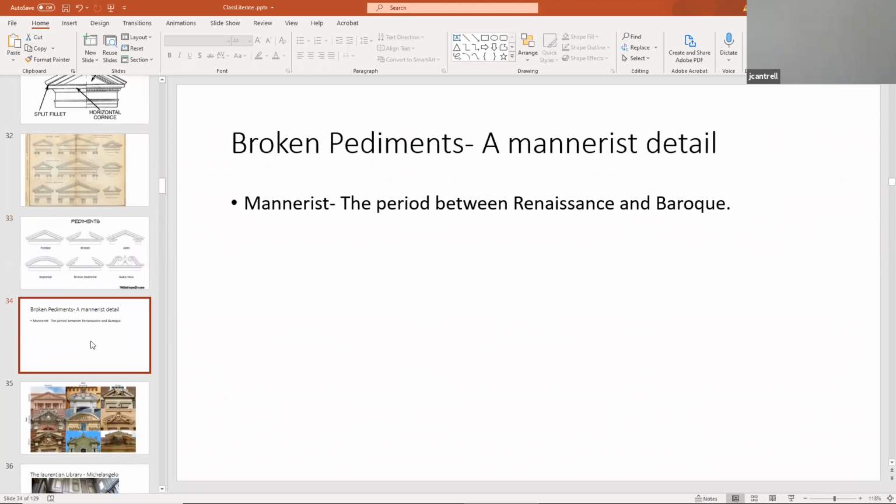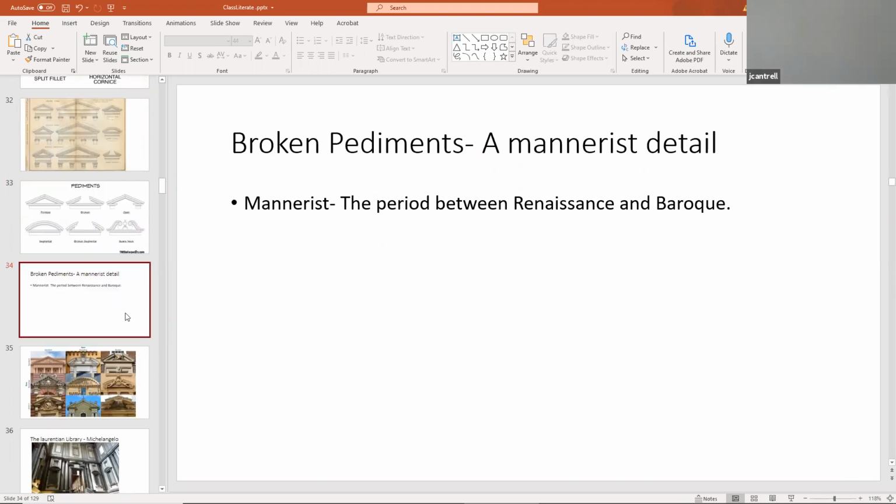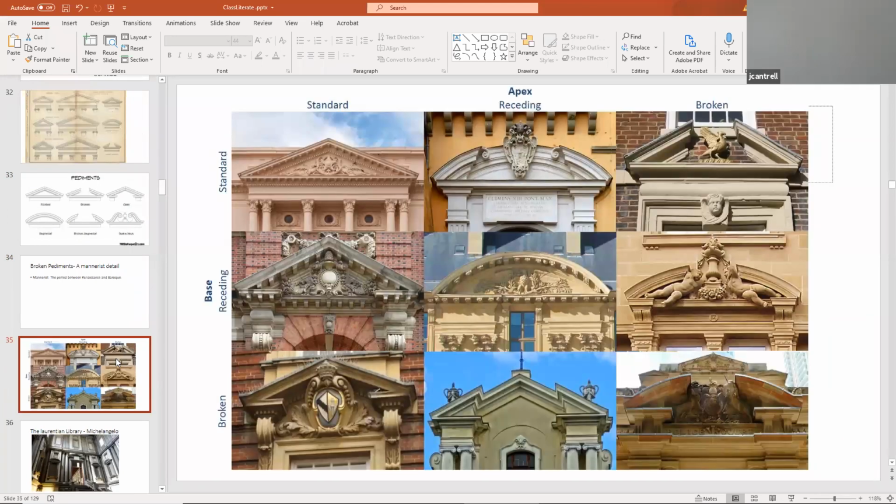Mannerist architecture is really the period between the Renaissance and the Baroque, primarily the end of Michelangelo's later work, where he starts flipping things over and mixing and breaking the rules together, which we've seen before in the class. This is a wonderful little collage of many different pediments, ranging from simple and severely classical to Baroque, and some very interesting little inflections and inversions of the original form in classical architecture.